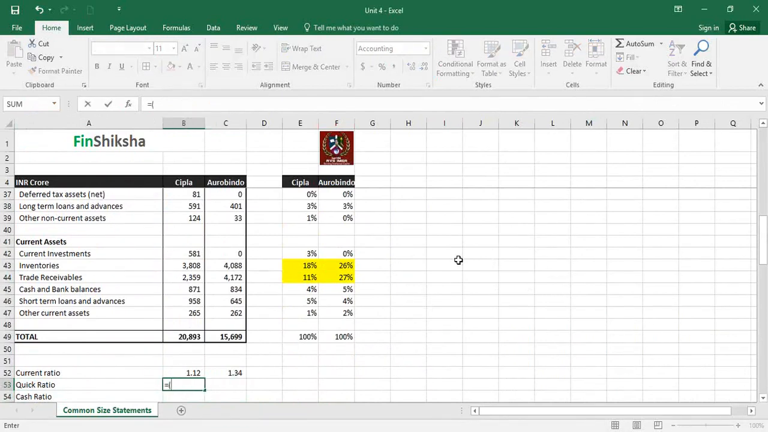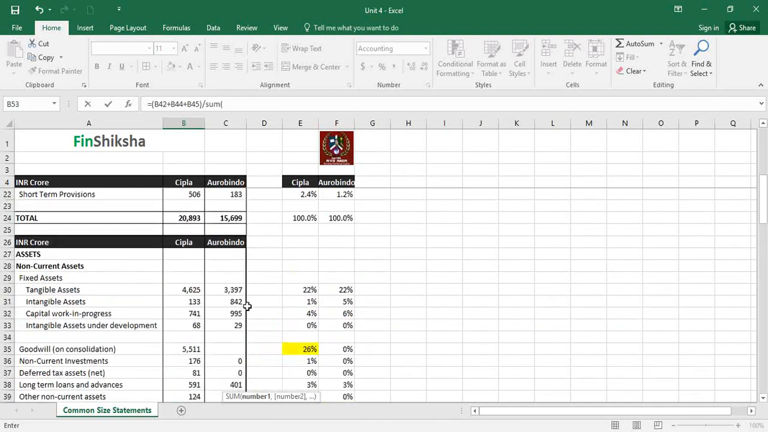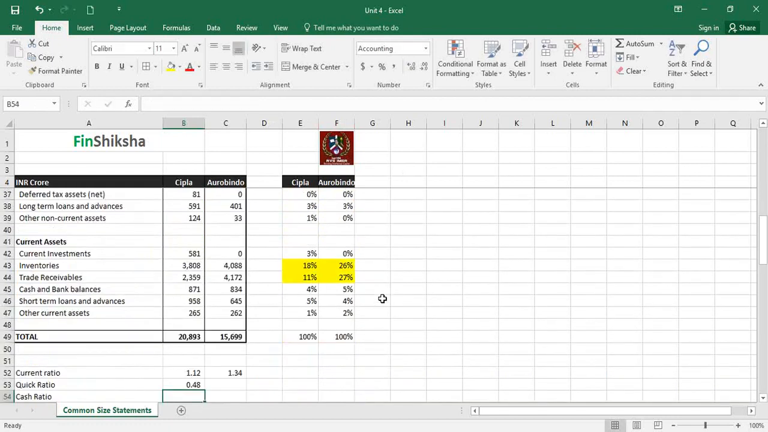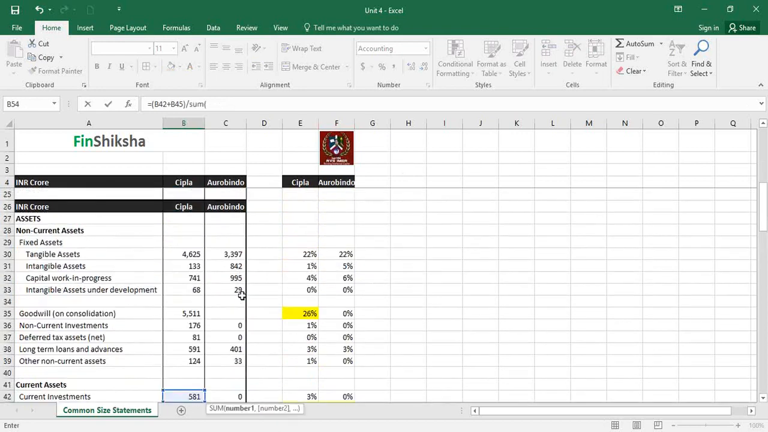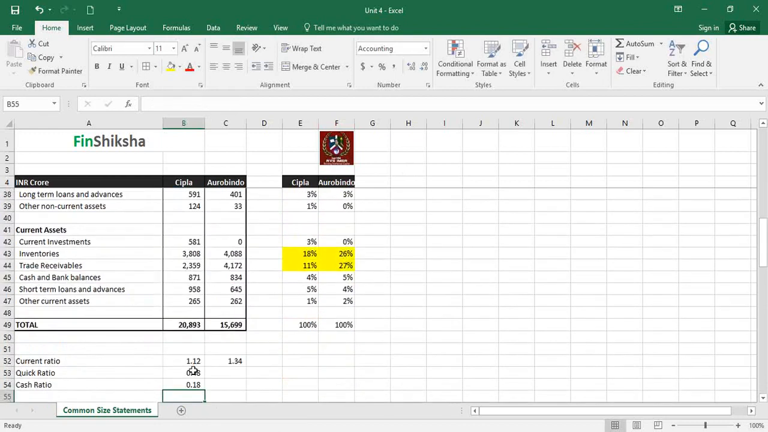Quick ratio is nothing but we are saying current investments, which is cash, plus trade receivables, plus cash and bank balances, divided by the sum of all current liabilities. We are only taking cash and cash equivalents and receivables. And cash ratio is nothing but current investments plus cash divided by sum of all the current liabilities, right? We calculate this and we drag it on the right side.